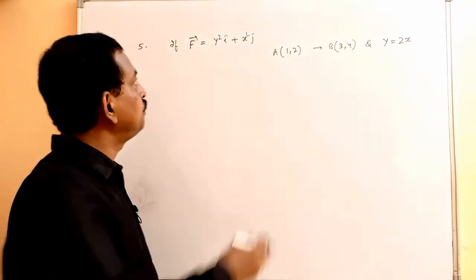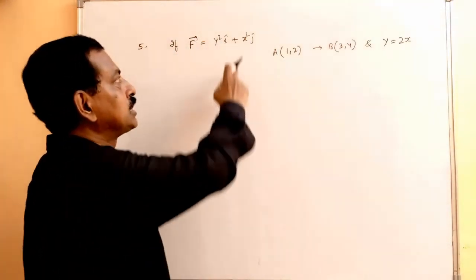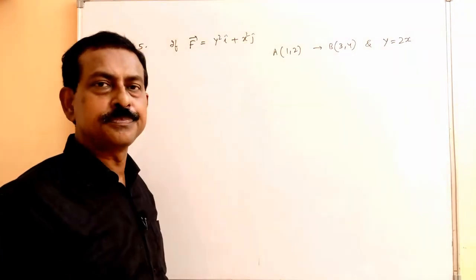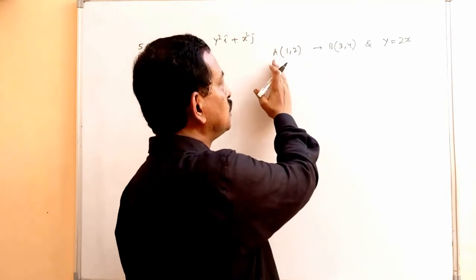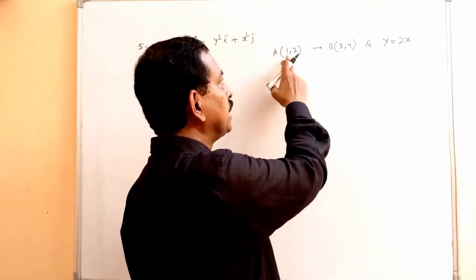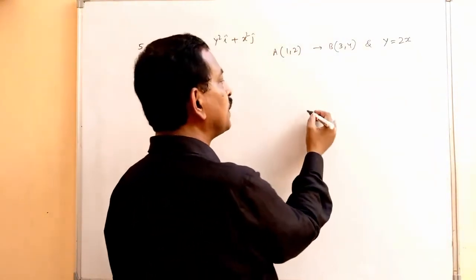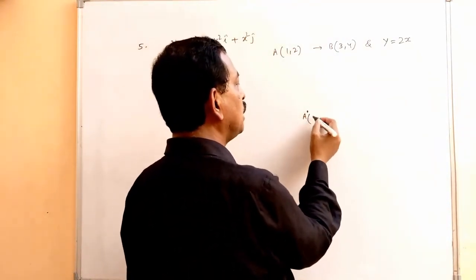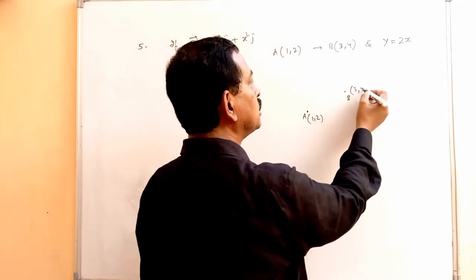This is the next question. If F = y² i cap + x² j cap, and this is acting on a body and displacing it from point A (1, 2) to point B, that is (3, 4). This is point A having coordinates (1, 2), and this is point B having coordinates (3, 4).